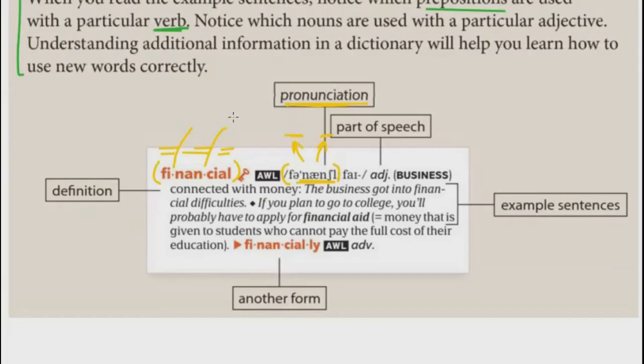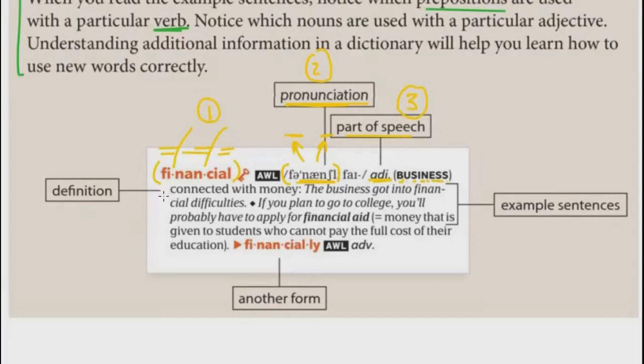So this is the first thing. It shows us how many syllables are in the word. It shows us how to pronounce the word. And it shows us what part of speech this word is. So this word, financial, is an adjective. And the meaning of financial is something to do with business. It's a word that we use for business.